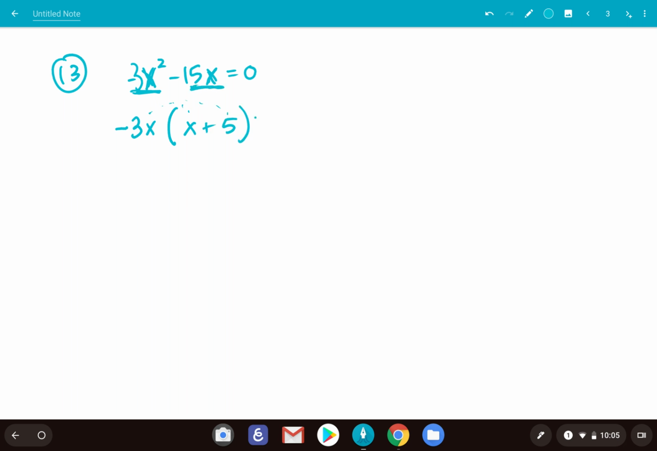For number 13, we can try factoring out a greatest common factor. In this case, both of these terms are divisible by negative 3, and they're also both divisible by x. So I could factor out a negative 3x, and then negative 3x times x would be the negative 3x squared. Negative 3x times 5 would be the negative 15. So now it's in factored form, and I can use the zero product property, setting each of these factors equal to 0.